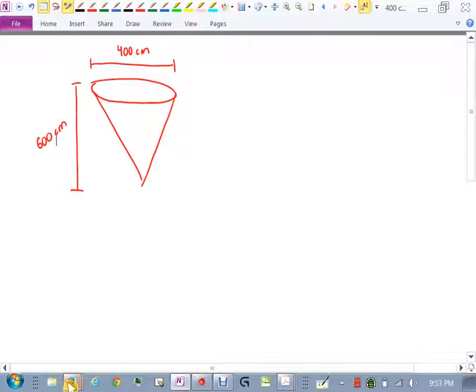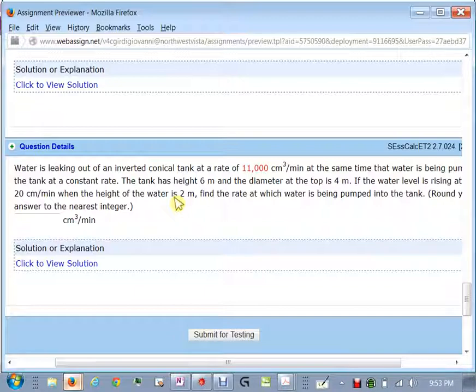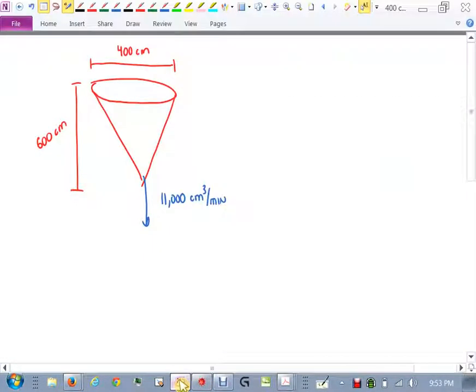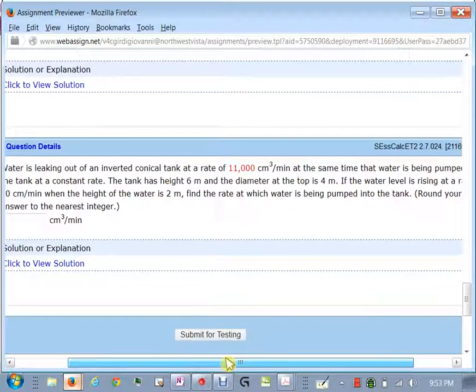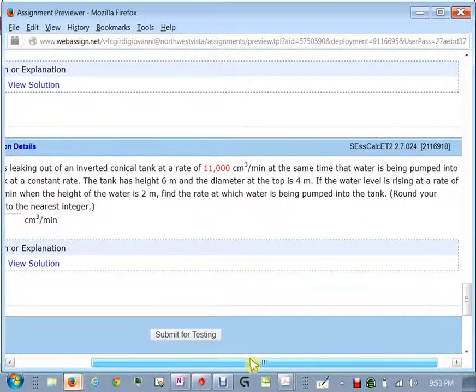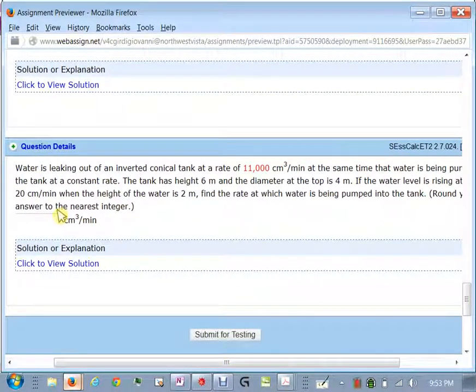And then the water was being pumped in, or sorry, water was leaking out. So I'm just going to put water's coming out at 11,000 cubic centimeters per minute. Water is also going in to this tank, but I'm not told, okay, I don't know how fast it's going in. And then I'm told that the water level is rising at a rate of 20 centimeters per minute when the height of the water is 2 meters.